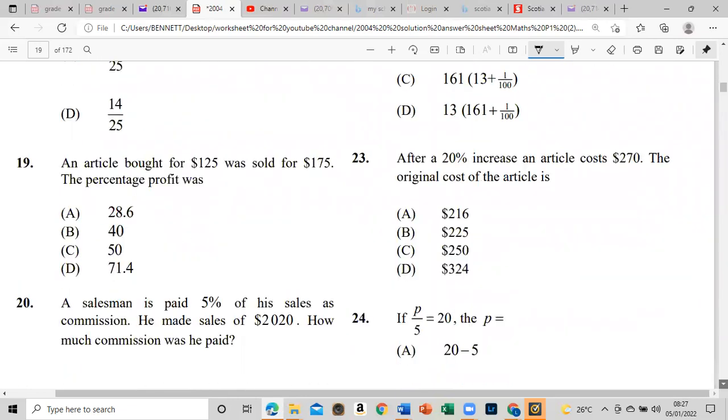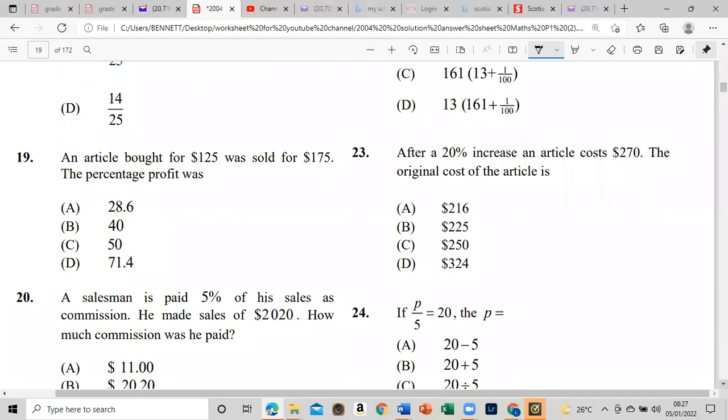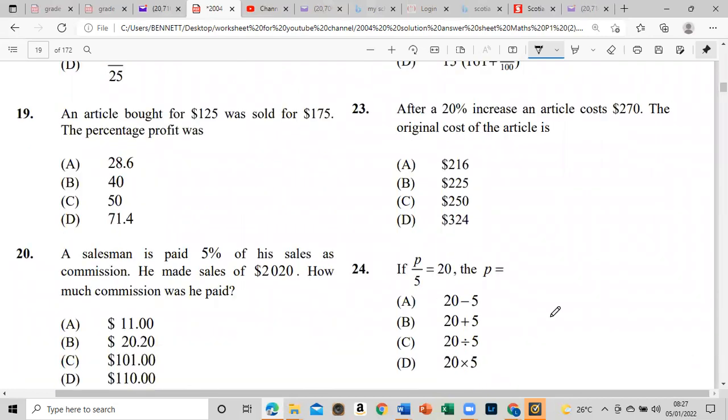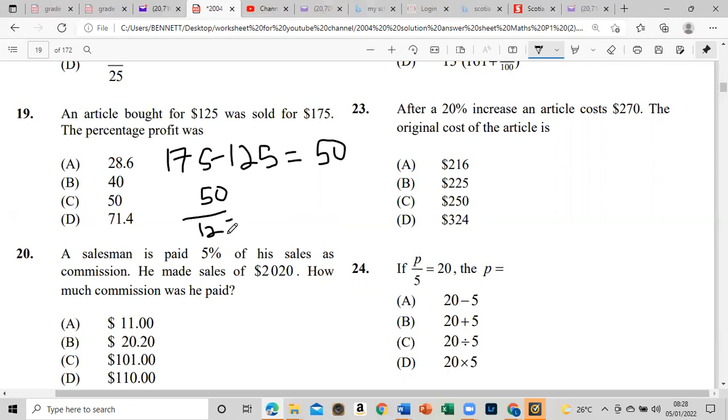An article bought for $125 was sold for $175. The percentage profit was. All right, so first I could see how much they make. So it would be $175 minus $125. So that's what the profit is, which is $50. So the percentage increase would be 50 upon $125. It's a bit faster because, think about it, 50 and 50, 100, right?